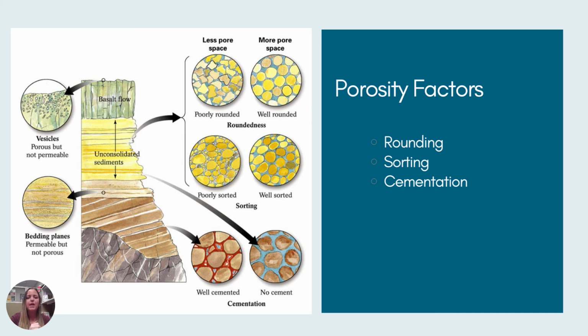Flat-sided marbles anyway. And then sorting, if we have a bunch of particles that are all the same size, so let's take a bunch of round marbles in a jar again, you can fit quite a bit of water in there. But if you take the same round pebbles and then you also put sand in there, you can fit less water. And then cementation is also really important here because if the rock is really well cemented, there's not as many pore spaces for water to fit. So we want something that's well-rounded, well-sorted, and not cemented in order to fit a lot of water and be able to infiltrate.